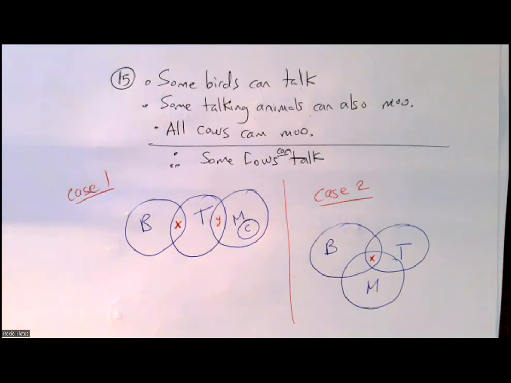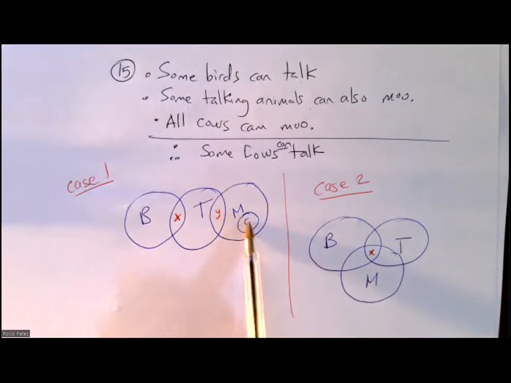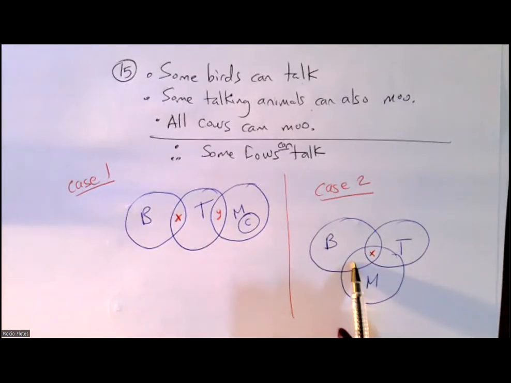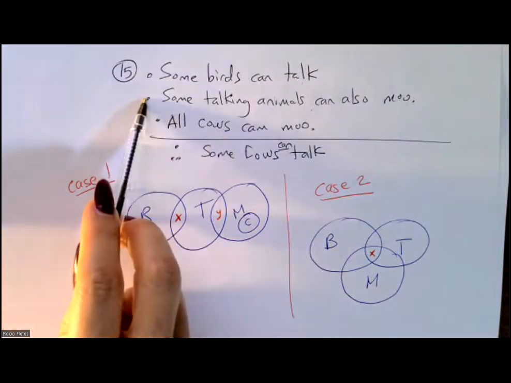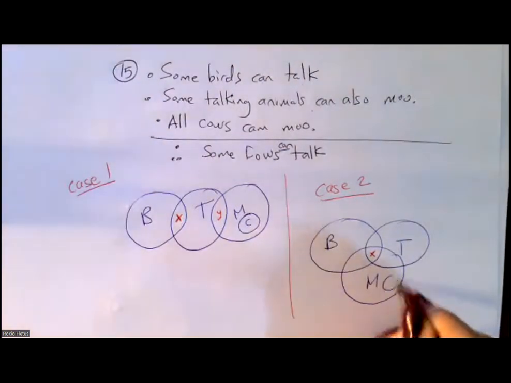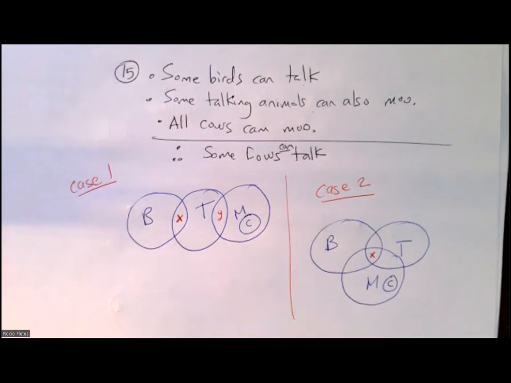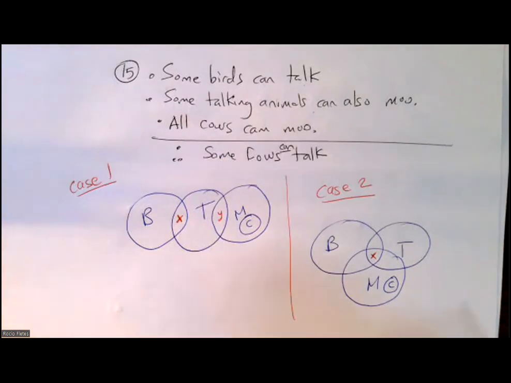Now the cows are totally inside of M. I'm sorry, totally inside of M. I just know that it doesn't tell me that cows overlap B or T. None of the premises tell me that the cows overlap with the other sets. I just know that cows is inside of M, but it doesn't tell me that it overlaps T or B, right? So we cannot conclude that some cows can talk. We cannot conclude that C is going to overlap with T based on what we know, right?